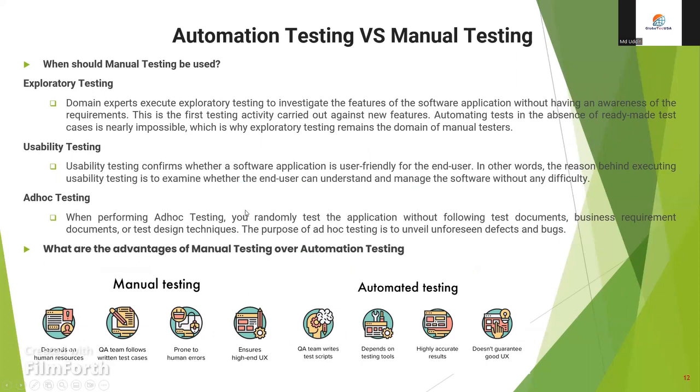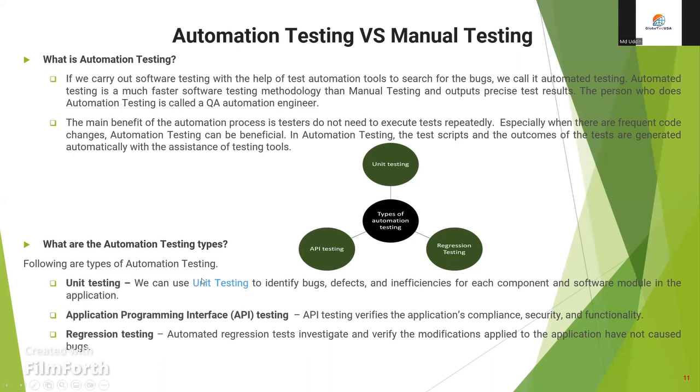When should manual testing be used? Tell me, who knows? We just went through all the things. When you do manual testing and automation testing, it's kind of a revision, but in a slightly different way. Like exploratory and ad hoc testing. Then when flexibility is needed. User experience testing when we need it. That's when we need manual testing.